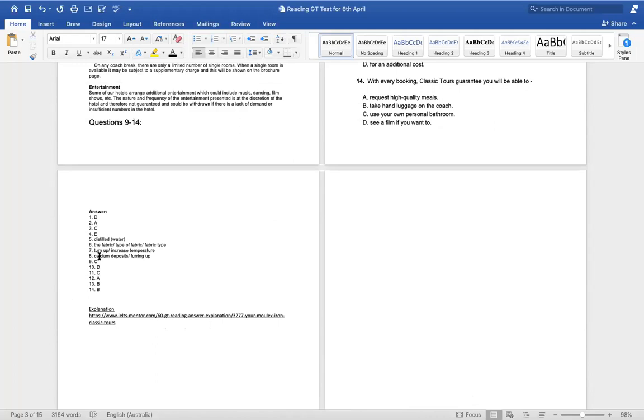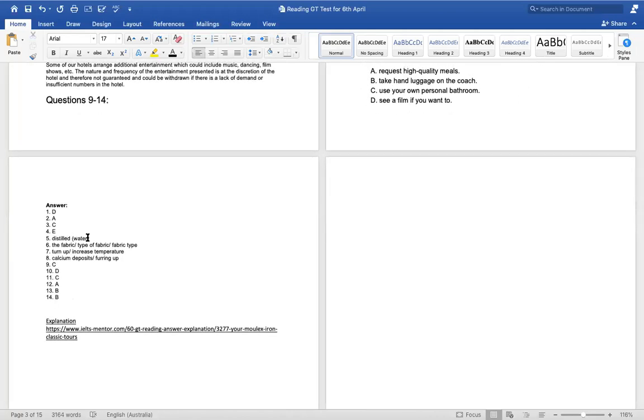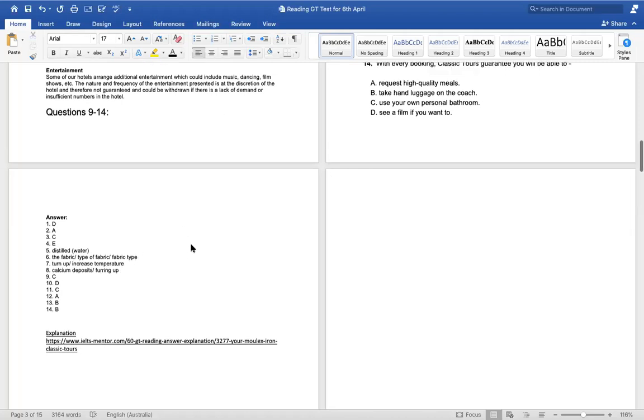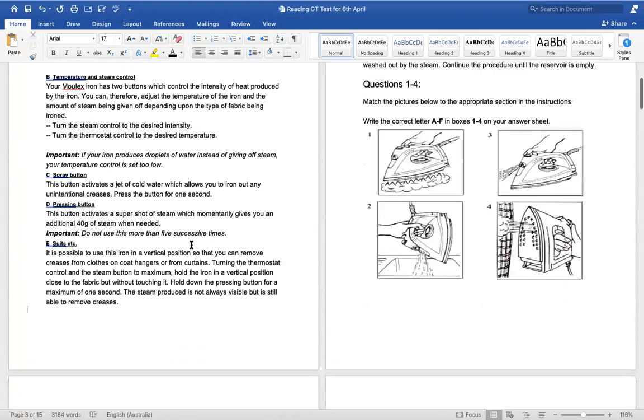If you can see my screen. First one is distilled water or just distilled, because it's asking what type of water. The second one was fabric or type of fabric, fabric type. Third is turn up or increase temperature. Wait, let me see if anyone else had a confusion with this. Temperature control. So turn up or increase temperature. So it shows that you should talk about increasing the temperature.